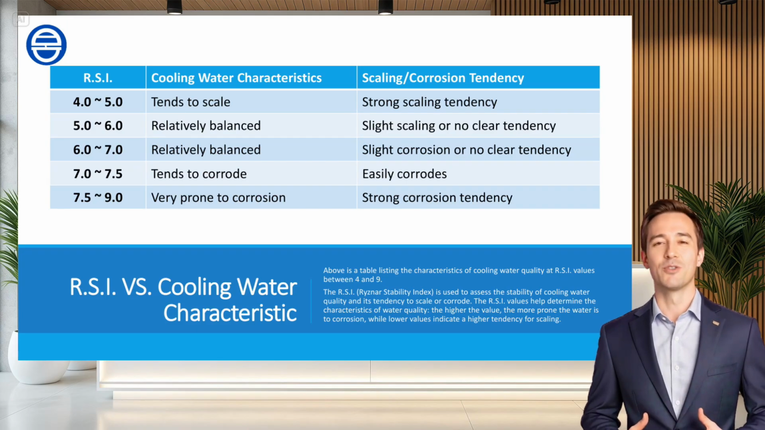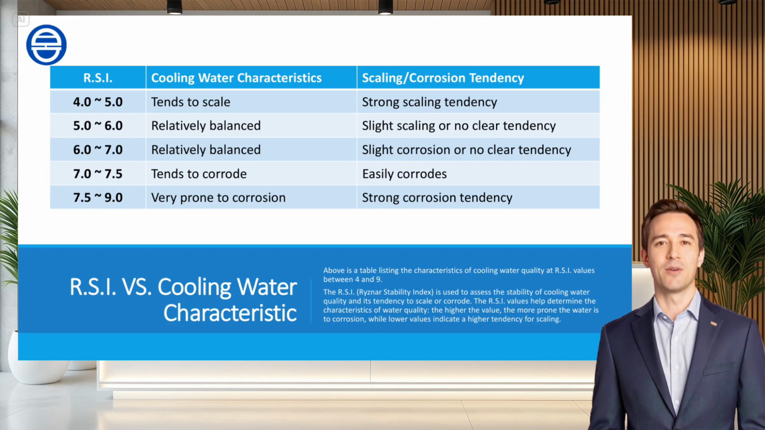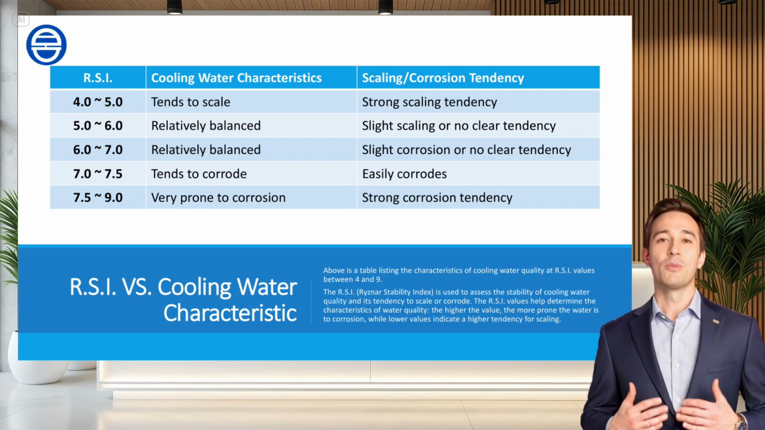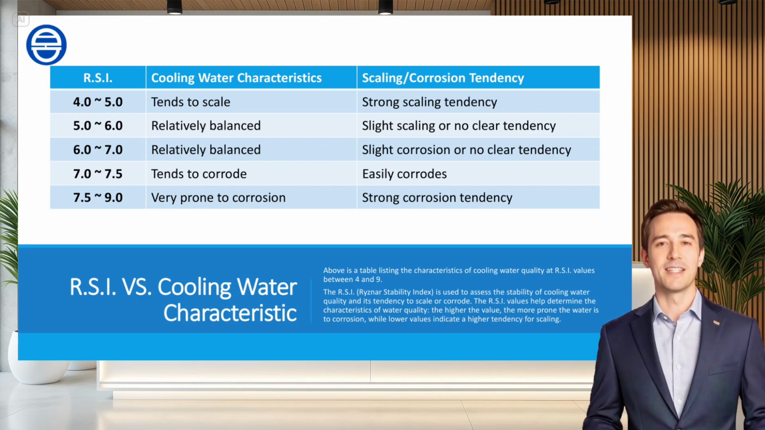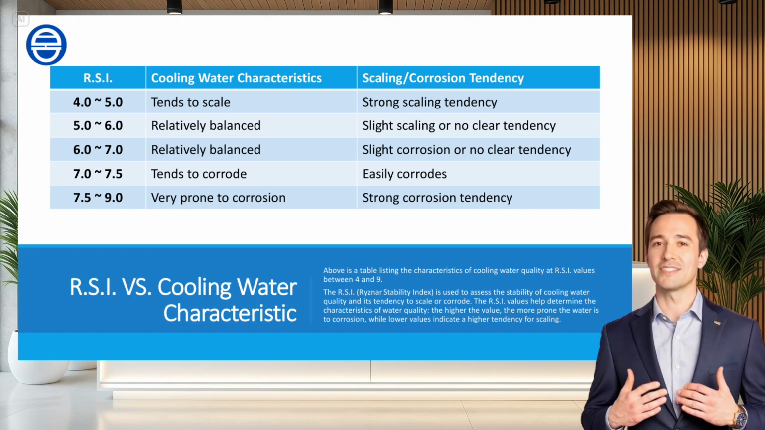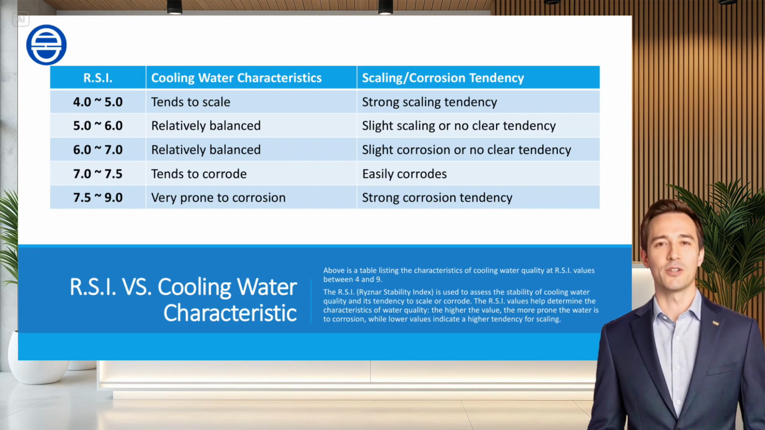When the RSI is between 6 and 7, the water is in a slightly scaling or slightly corrosive state, a sort of neutral zone. But when RSI drops between 4 and 6, the system becomes scaling prone to severely scaling. On the other hand, if RSI climbs to 7-9, you're entering corrosive to severely corrosive territory.